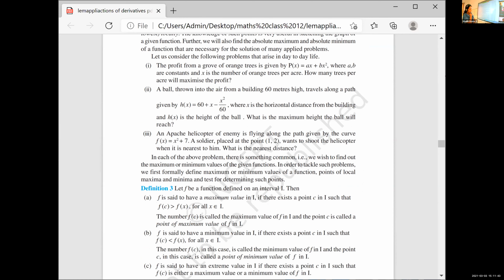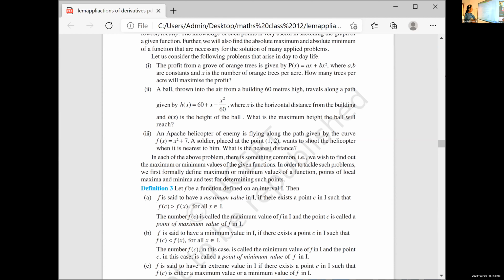Suppose I want to shoot an object. If I hit the object from near, when the object comes very close, I'll be able to hit it. So I want to find the minimum distance. In some situations, we want to find the maximum. In some situations, we want to find the minimum. So in each of the above problems, we wish to find either a maximum or a minimum.